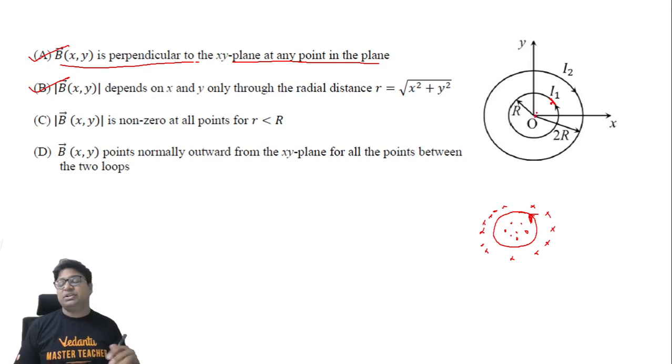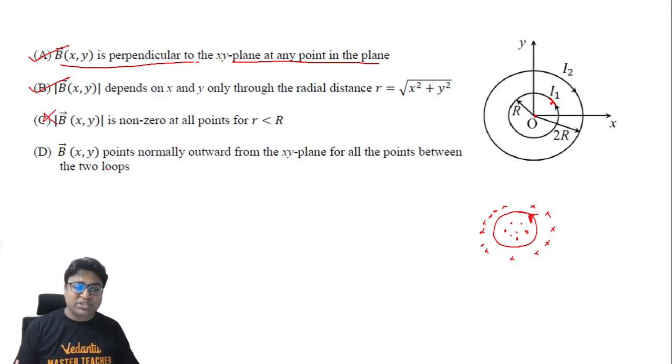Here the field was inward. So somewhere in between the field must have changed its direction. Based on that, we can say that B will become 0 at some points in this region. So option C is incorrect.